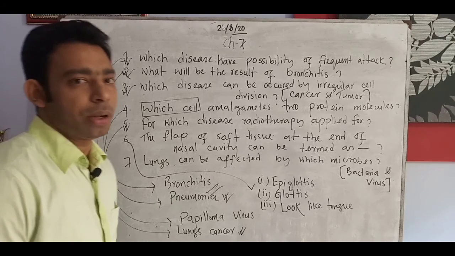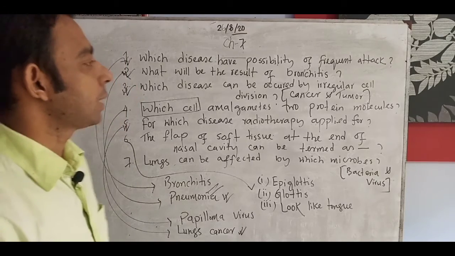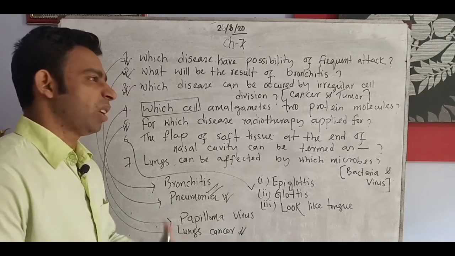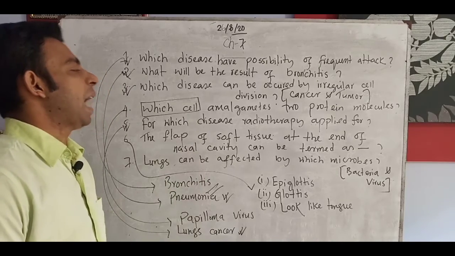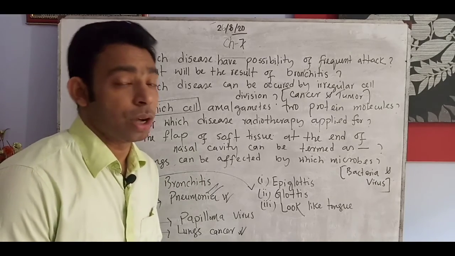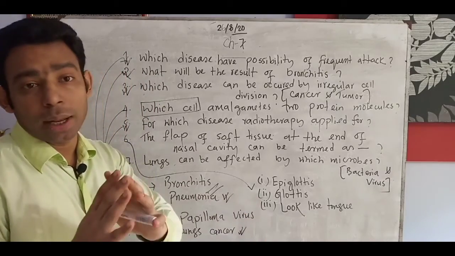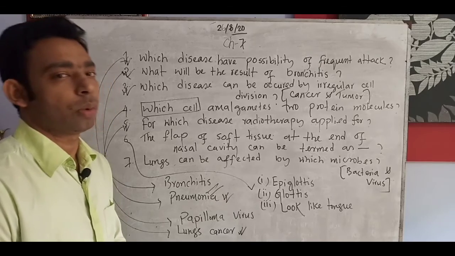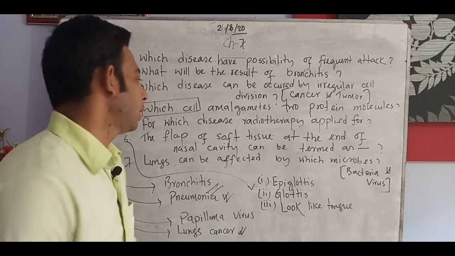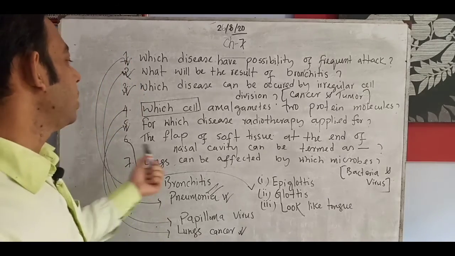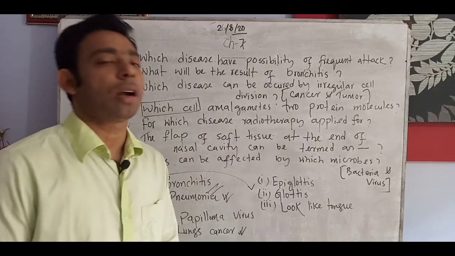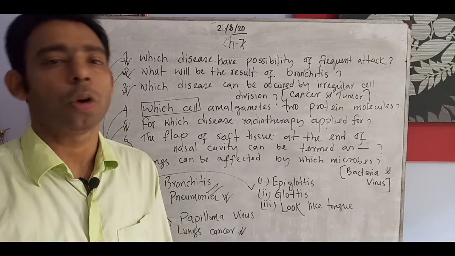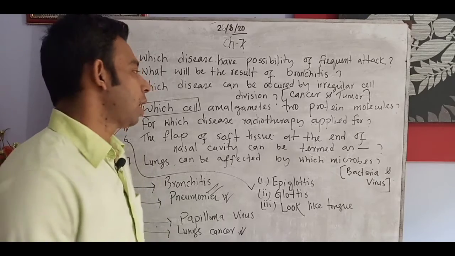Which disease can be caused by irregular cell division? I told you many of them, but specifically cancer and tumor is the correct answer. Which amalgamates two protein molecules? Papilloma virus, so that we see irregular cell division. And for which disease is radiotherapy applied? Not writing only cancer, you will write lungs cancer.